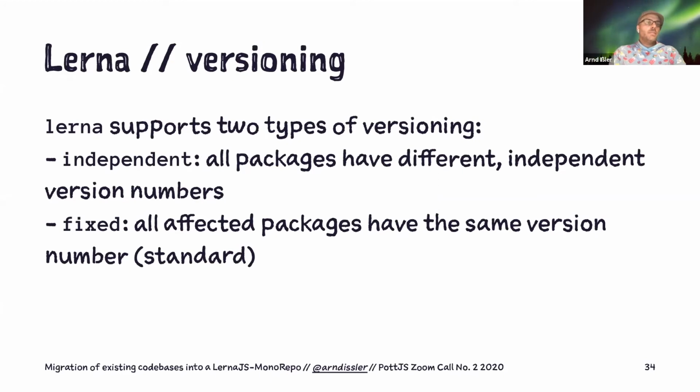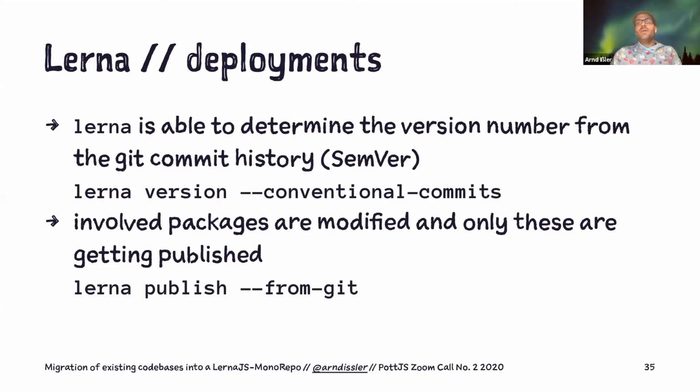The versioning is pretty easy. There are two types of versioning: independent, where all packages have a different independent version number, and fixed, where all packages which are affected by a publish get the same version number. This is the standard, and if you don't want to enter hell, then stick with the standard. I highly recommend this. So Lerna deployments are pretty easy.